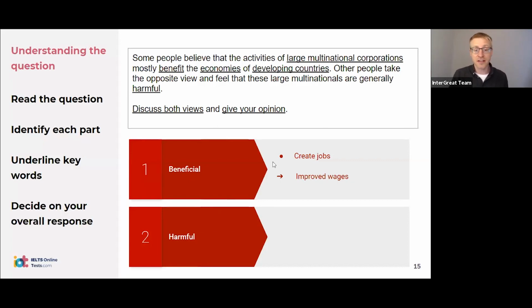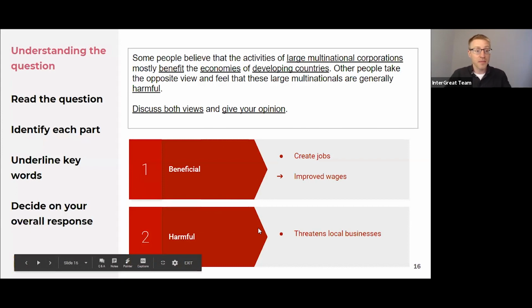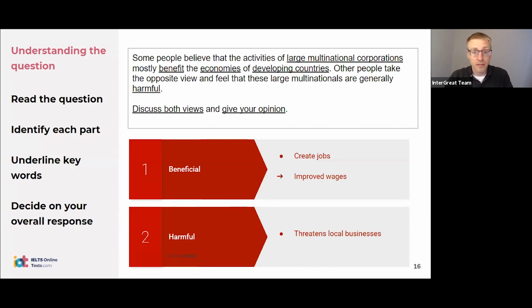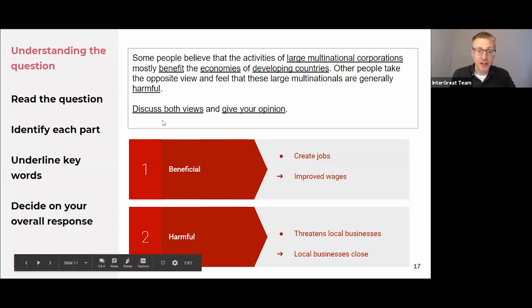These are all excellent. I've gone with one of the common ones you mentioned. Multinational companies threaten local business. The impact of that, local businesses close down. So in general terms, you can think of reasons for one view and reasons for the other view. That's the first part of the question.